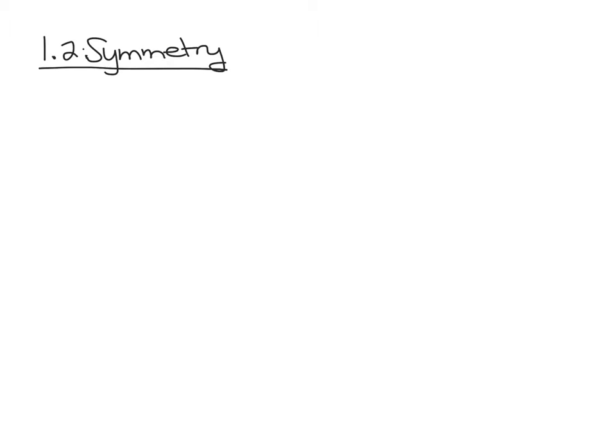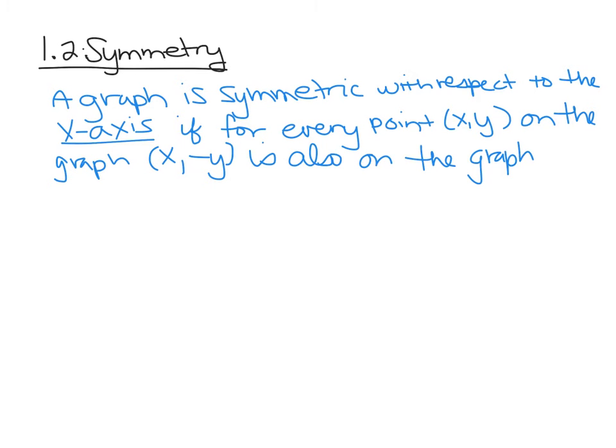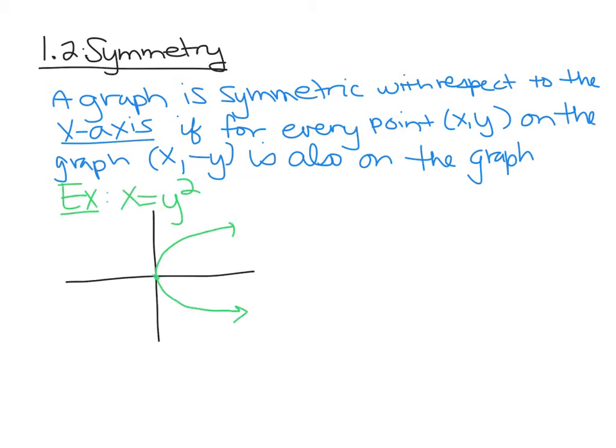So for section 1.2, we are only going to talk about symmetry, and we will discuss 3 types of symmetry in this section. So the first type of symmetry is something that is symmetric with respect to the x-axis. That's going to happen if every point (x, y) has a corresponding point with the same x but a negative y also on the graph. So I'll give you an example.